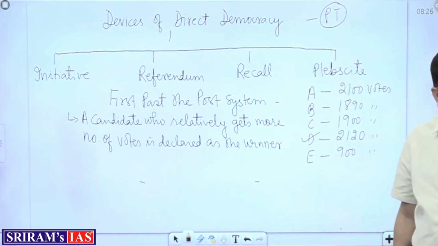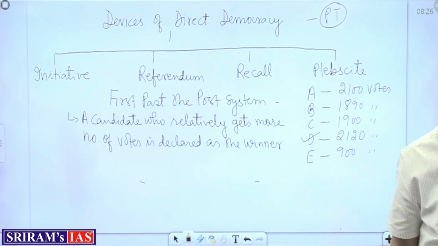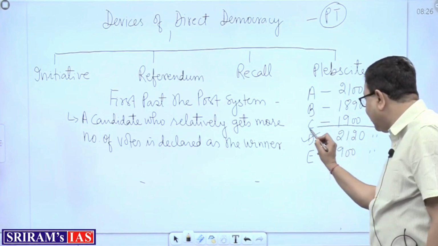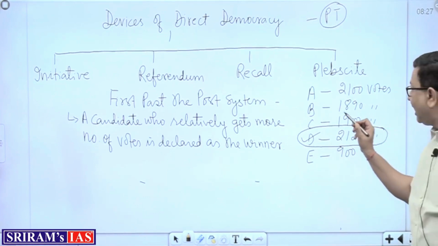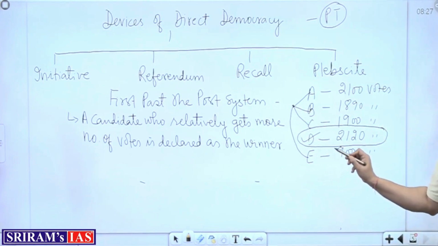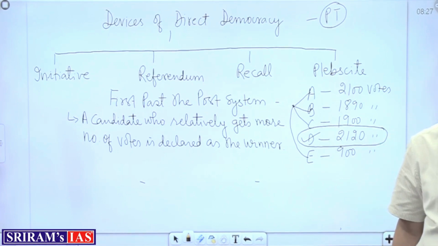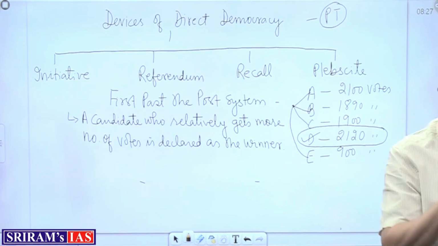Now, no doubt D is the winner, but D is not liked by the majority. Why is D the winner? Because in comparison to others, D has got more number of votes. But if you add the votes of A, B, C and E, his votes will be much lesser than the others. This is the problem that we are facing in India in many constituencies. No doubt the candidate becomes the winner, but he is not liked by the majority.